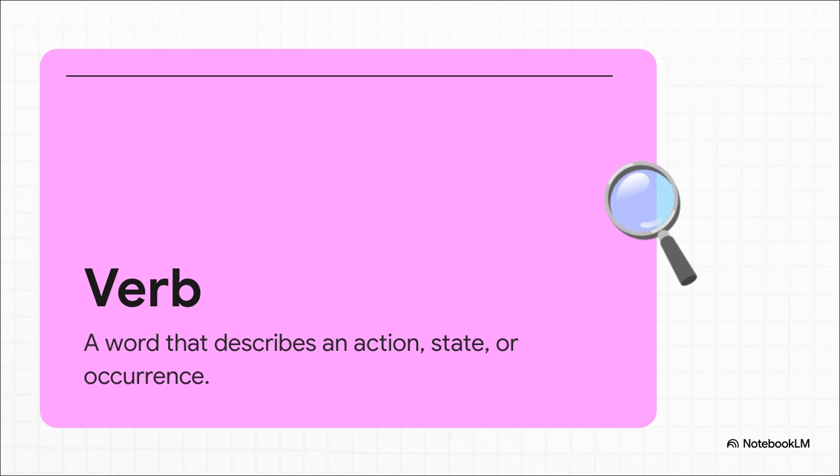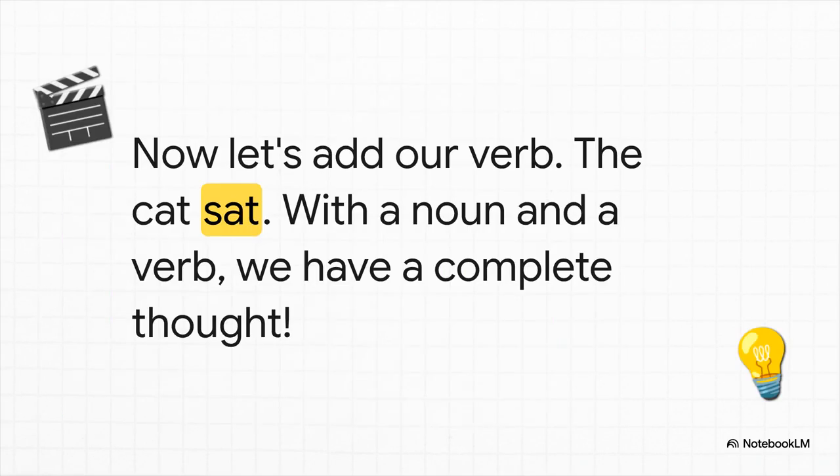The verb is the engine of the sentence. It's the action word. It tells us what's happening, like jumps or thinks, or it can describe a state of being, like in the sentence, they are tired. So let's add our verb to our noun. The cat sat. And boom. Just like that, with only 2 words, we have a complete thought. This is it. This is the most basic, fundamental sentence you can possibly make.